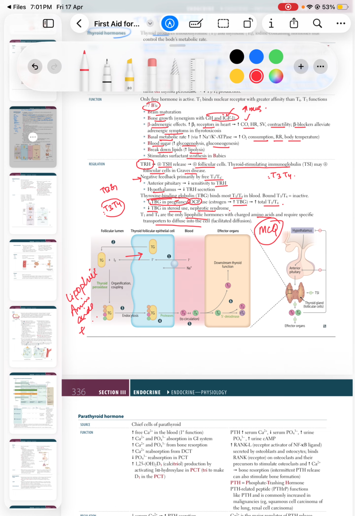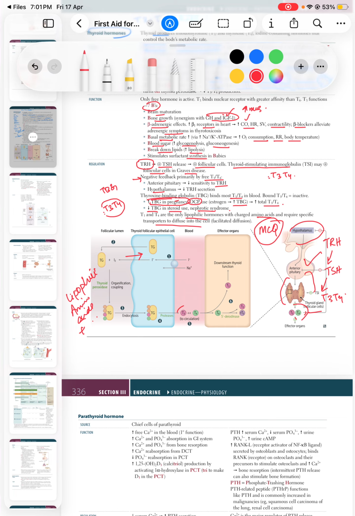Now this is the hypothalamus. This is the anterior pituitary. In front of the anterior pituitary, the thyroid follicles are present, which are glands that secrete T3 and T4. So the hypothalamus increases TRH, thyrotropin releasing hormone. The anterior pituitary then releases TSH, and the TSH goes to the thyroid gland follicular cells and releases T3 and T4. Okay, now this is the cycle for T3 and T4.